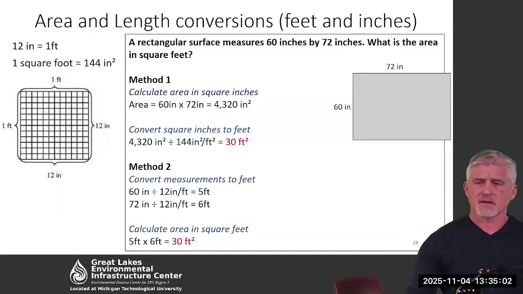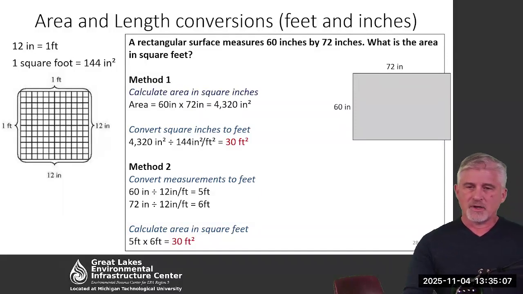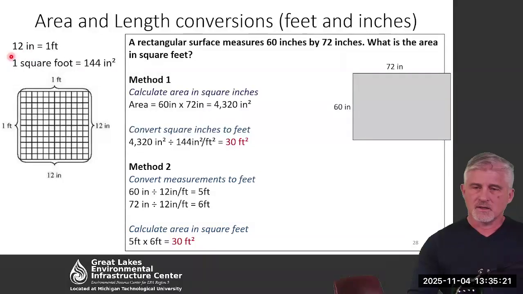Another thing that we need to do are conversions, whether they're between areas or lengths. Quite often we'll go back and forth between feet and inches. If you were working in the metric system, there are potentially conversions as well. If we look at this figure on the left, we know that a foot is equal to 12 inches, while a square foot is going to be equal to 144 square inches, because it's 12 inches times 12 inches, and 12 times 12 is 144.